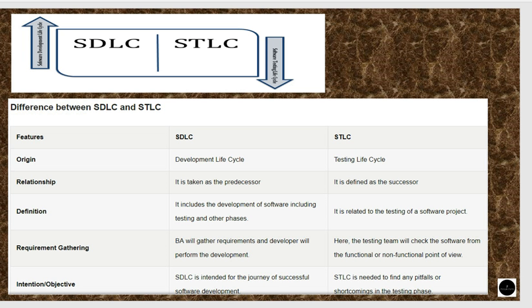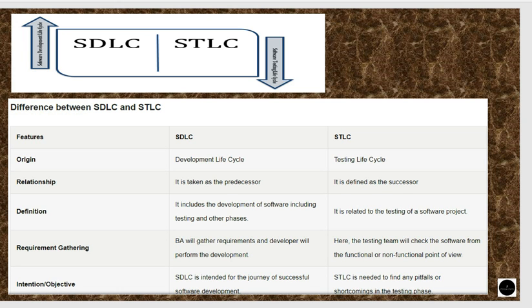So now comes the difference between SDLC and STLC. Here are a few of the differences based on features. From the origins perspective, SDLC is the development life cycle and STLC is the testing life cycle. Relationship: SDLC is taken as the predecessor, whereas STLC is defined as the successor. Based on the definition, SDLC includes the development of software, including testing and other phases, but STLC is related to the testing of the software product.